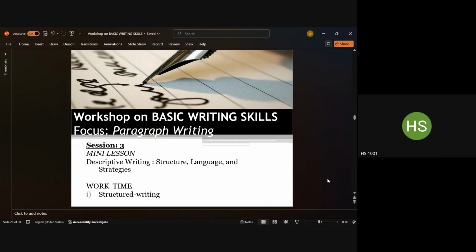mostly descriptive paragraphs, right? So if you've learned how to write a descriptive paragraph, then the other kind of paragraph, particularly the narrative paragraph or any other subtypes or classifications of this, is easier, right? Because they're built on the principles of descriptive writing. So that's the only reason why descriptive writing is chosen, because you get to learn the techniques more.